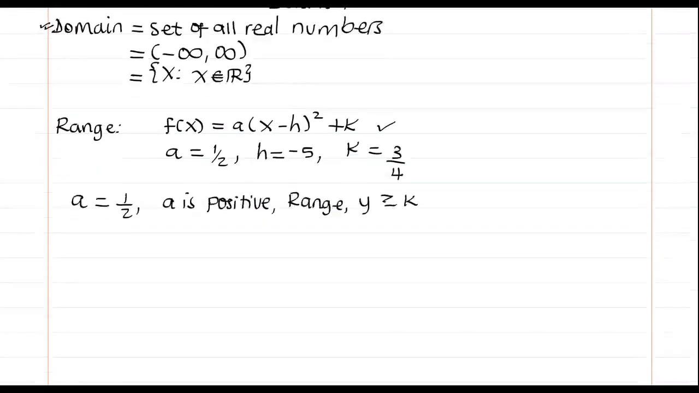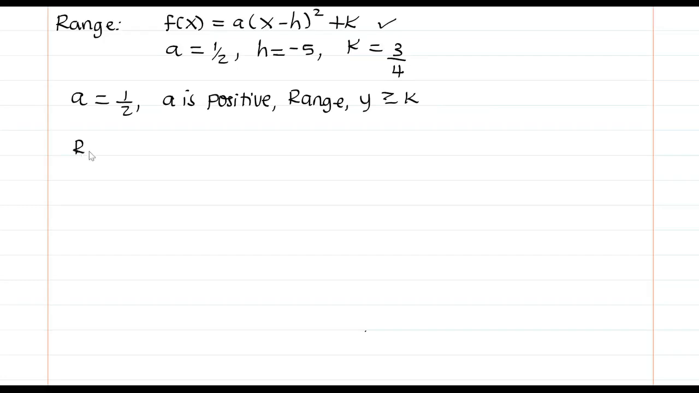So simply, our range Y is more than or equal to K. What is K? Our K is 3 over 4. If we look at this function, A is positive. That means our quadratic curve opens up. In other words, it has a minimum turning point. And this is the range, correct?